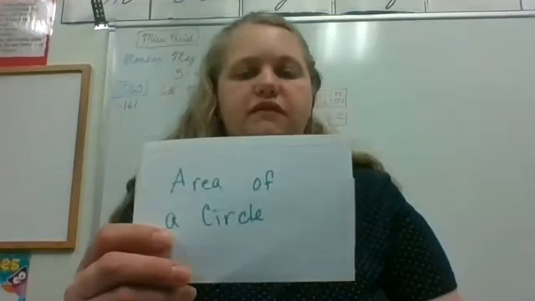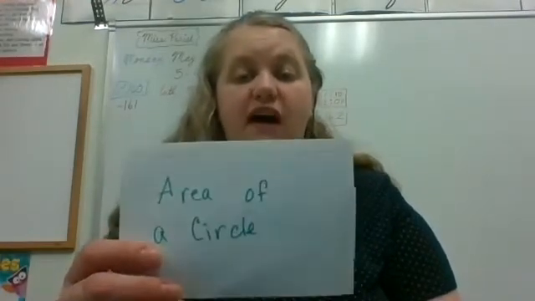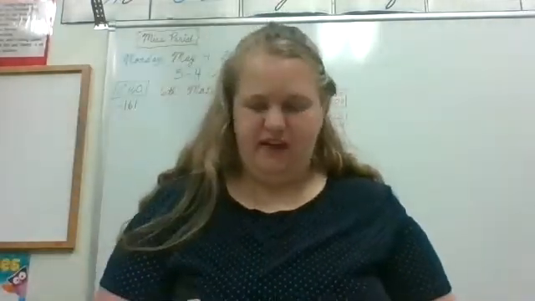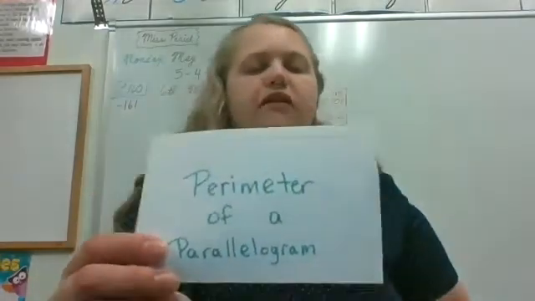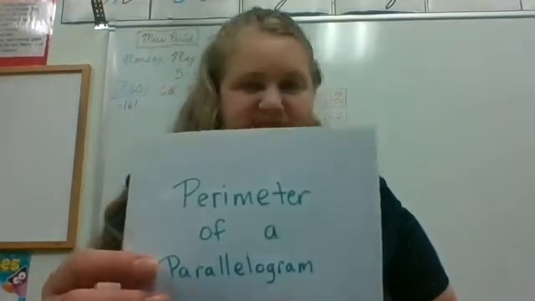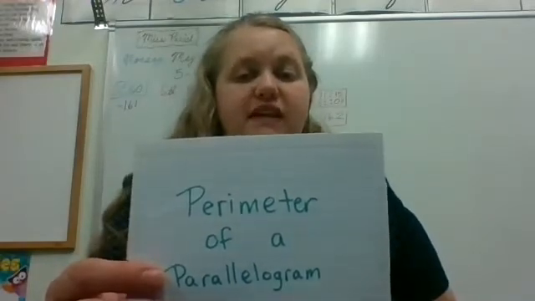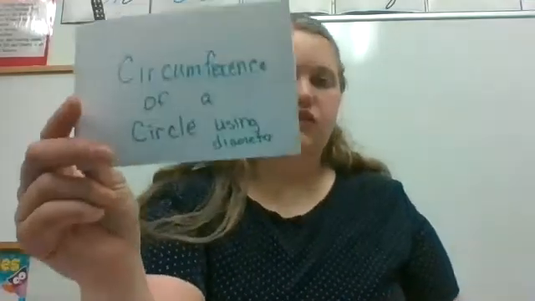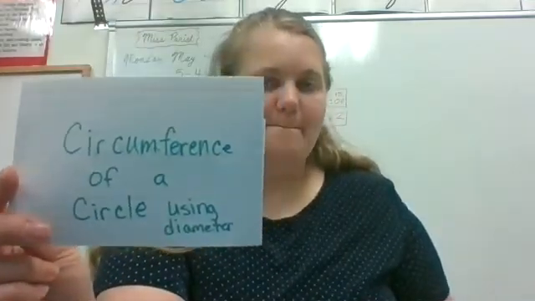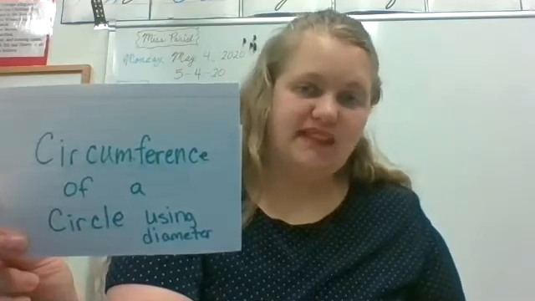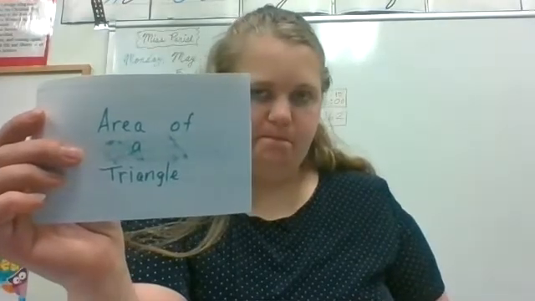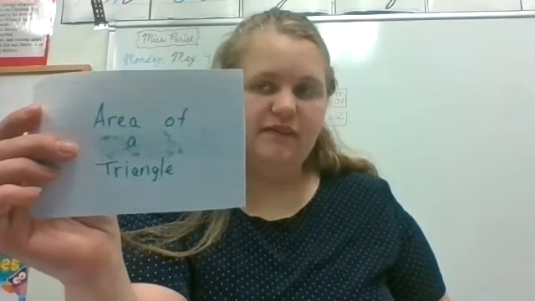Area of a circle. A equals pi times R squared. There we go. Pi R squared. Area of a parallelogram, or perimeter of a parallelogram. P equals 2 times B plus 2 times H, or 2 times L plus 2 times W. Okay? Circumference of a circle using a diameter. C equals pi times D, or pi times diameter. Area of a triangle, what's that? A equals 1/2 times B times H, all right?